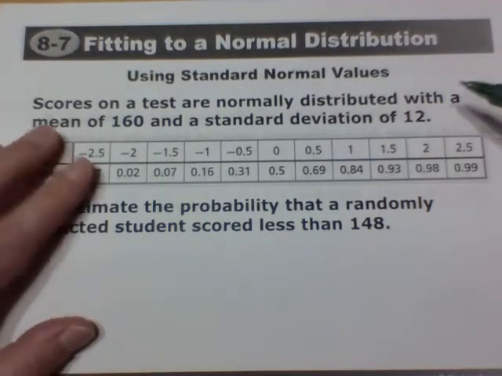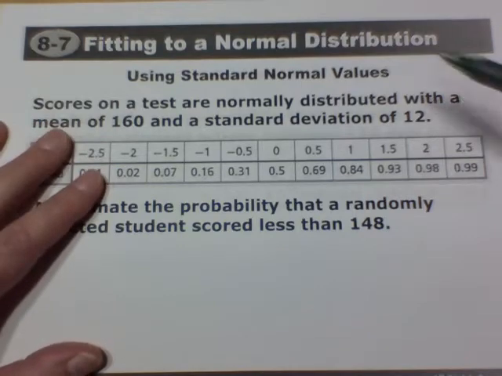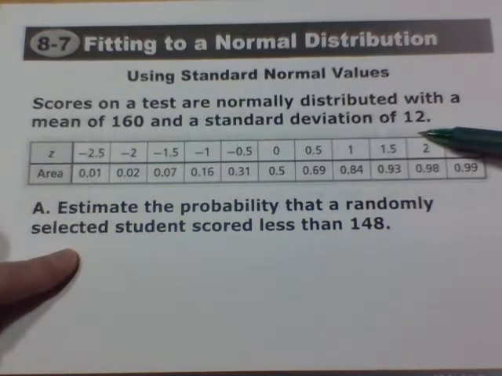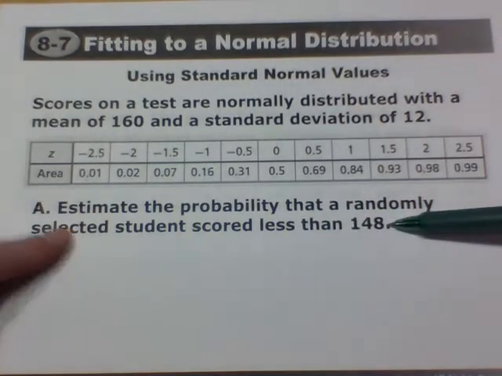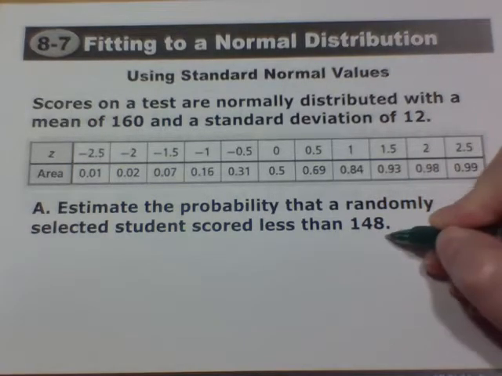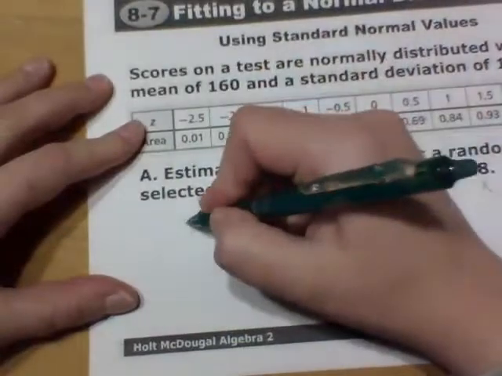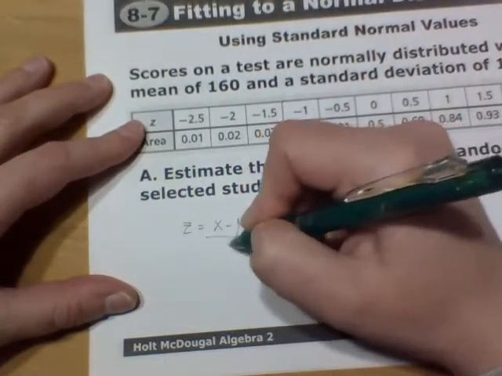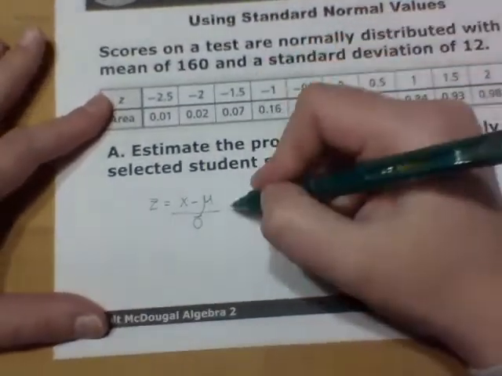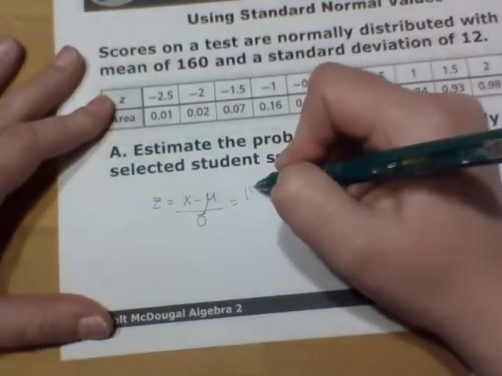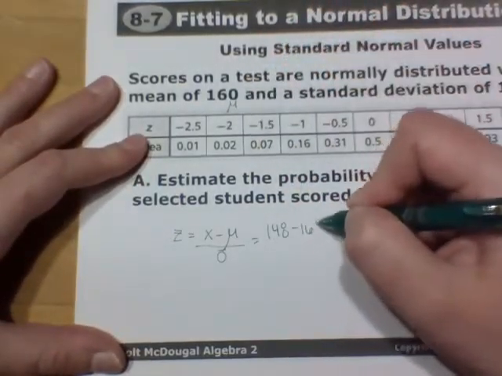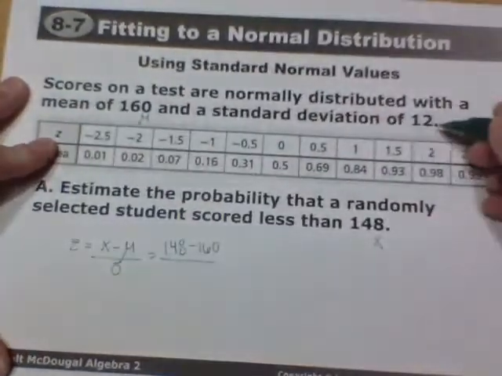So what's happening is a score on a test is normally distributed with a mean of 160 and a standard deviation of 12. And we want to estimate the probability that a randomly selected student scores less than 148. So that means that 148 is our x value in this formula that we had before. And so we are going to put in 148. The mu value is the mean, and they said that it was 160. And then our standard deviation is 12.